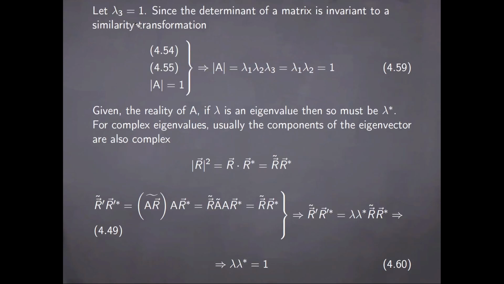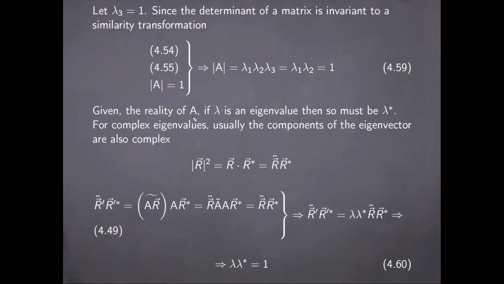Assume now that we fix the value of the third eigenvalue to be equal to 1. Since the determinant of a matrix is invariant to a similarity transformation, if we use the results 454, 455, and the fact that A is a proper orthogonal transformation, then it follows that the determinant is equal to the product of the 3 eigenvalues, which in effect is just the product of the first and second eigenvalues, and this has to be equal to 1.